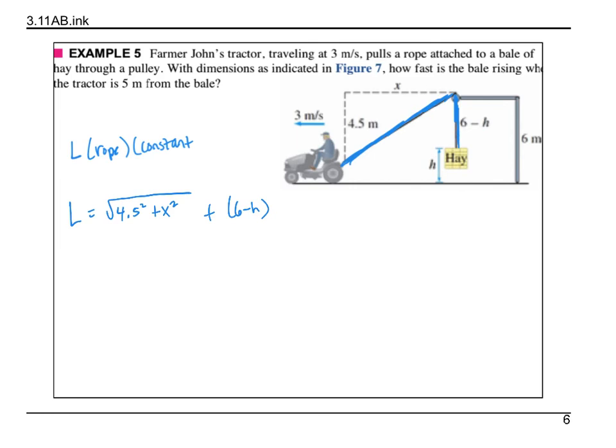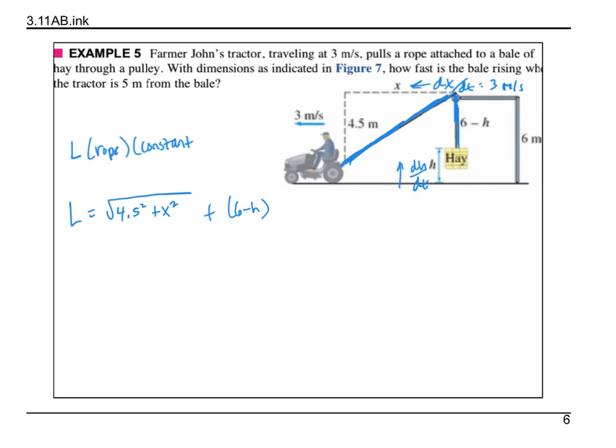Again, focusing on what we're actually looking for, we are given John's tractor, 3. We are looking for dh/dt. How fast is the bale rising? So we're technically given dx/dt, right? This distance that the tractor is moving is the 3 meters per second. With the equation that we have, we're okay because we have x's and h's. If we derive it, we're going to come up with dx/dt's and dh/dt's, and that's what we need.